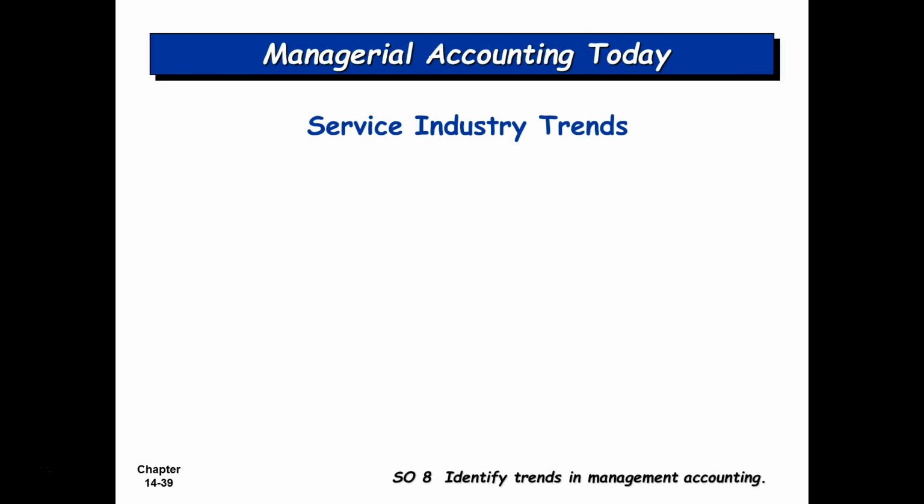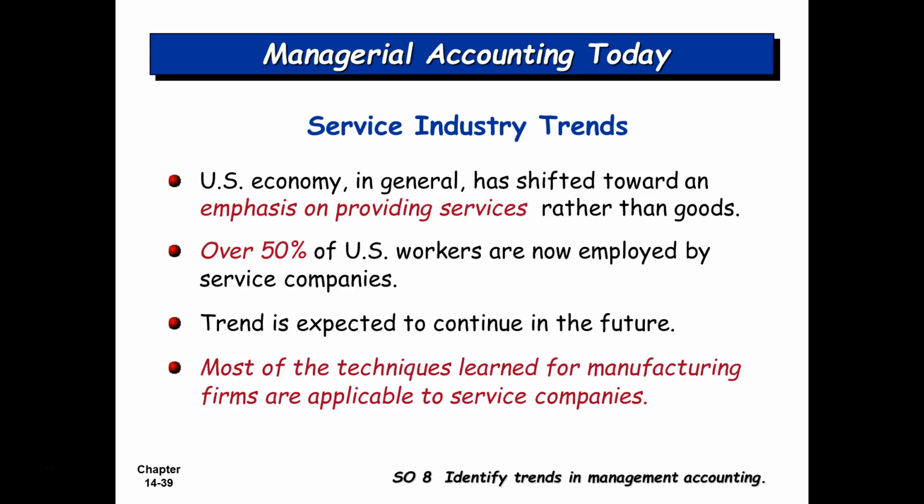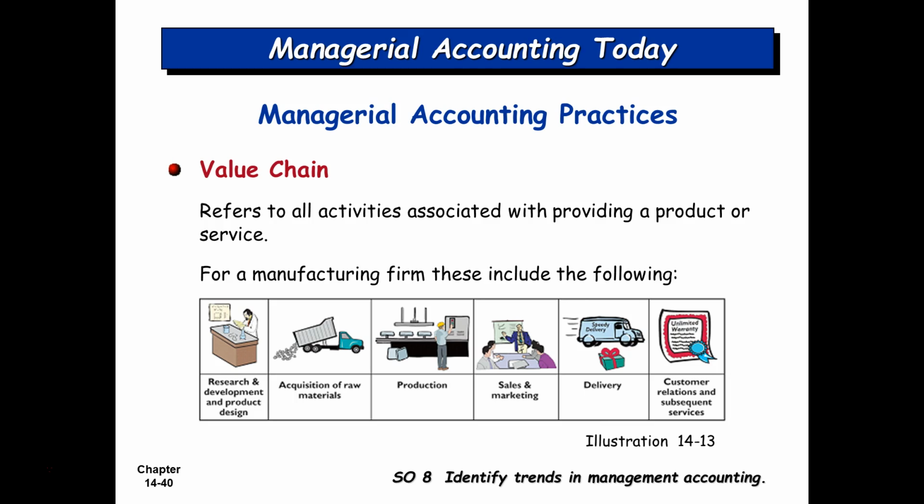The last part of this chapter talks about managerial accounting today. It talks about what's going on in the economy, what the trends are. So I'd like to jump to slide 40, which talks about the value chain. And value chain refers to all the activities associated with providing a product or service. Well, research and development basically is part of that. Acquiring raw materials, producing them, selling them, delivering them, and good customer relations. All of these things filter into the managerial accounting practices of today.